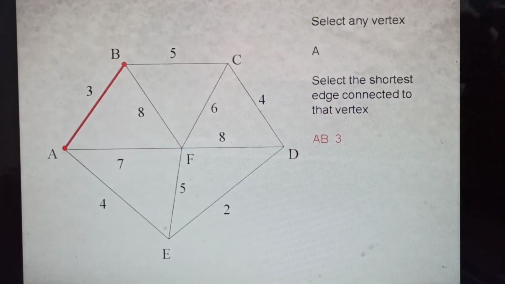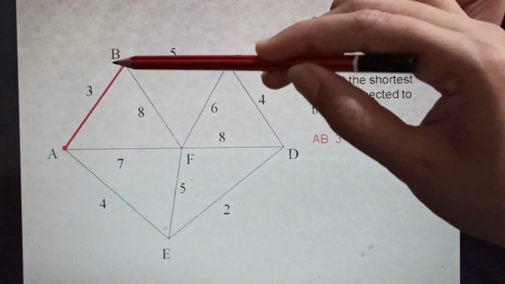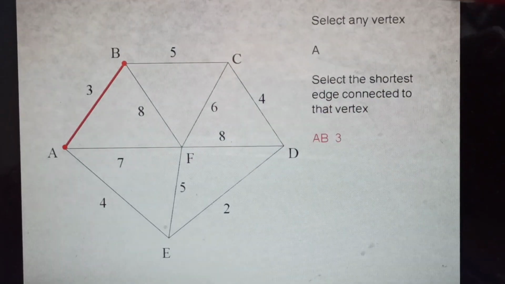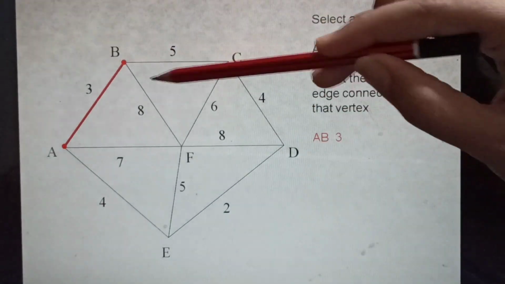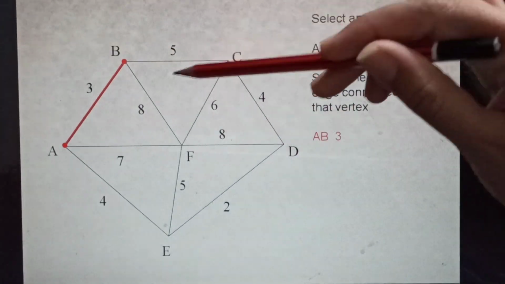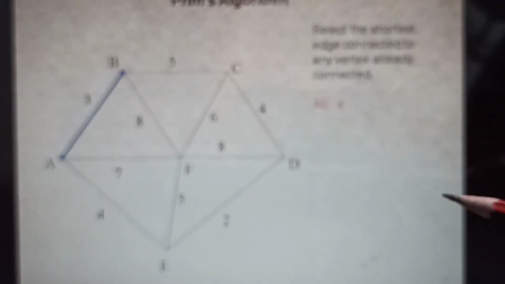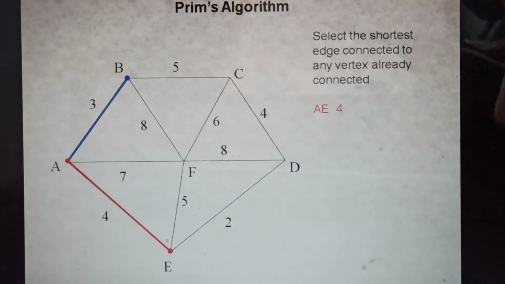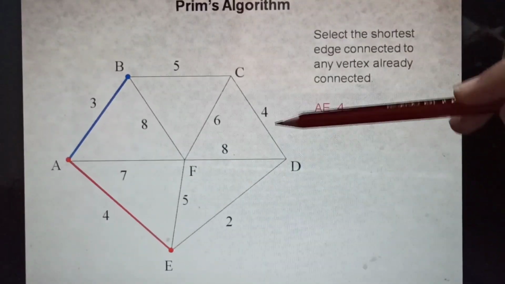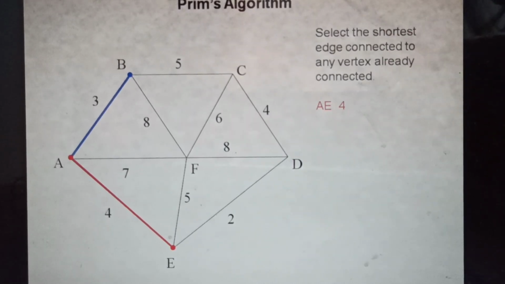In the next step, we consider these two vertices, A and B. From these two vertices, the outgoing edges are AE which is 4, AF which is 7, BC which is 5, and BF which is 8. So there are 4 outgoing edges. Out of these, AE has the minimum distance, that is 4, so we select the next edge, AE. Then A, B and E, these 3 vertices, we consider in the next step. From these 3 vertices, we see the outgoing edges and consider the minimum weighted edge.